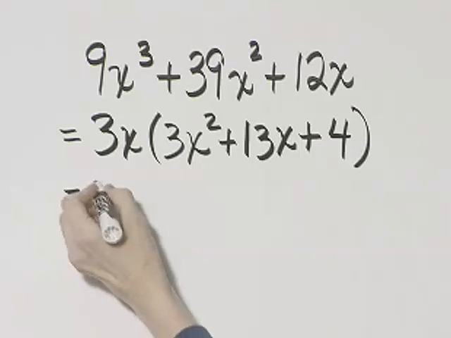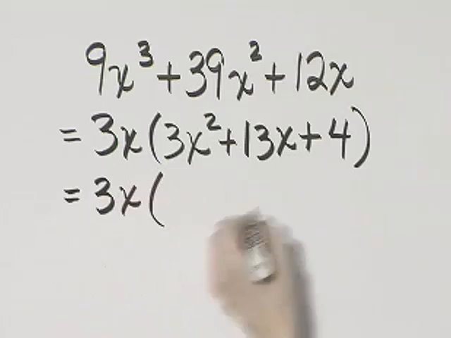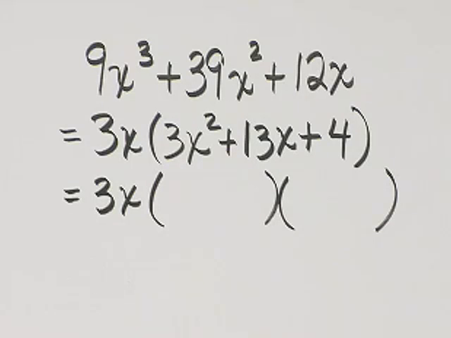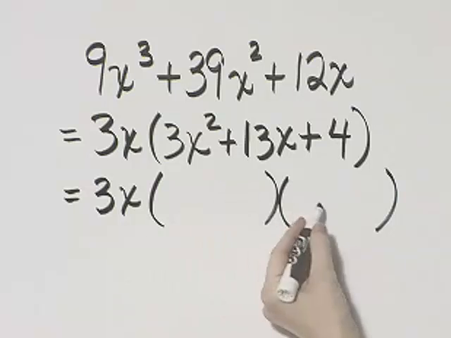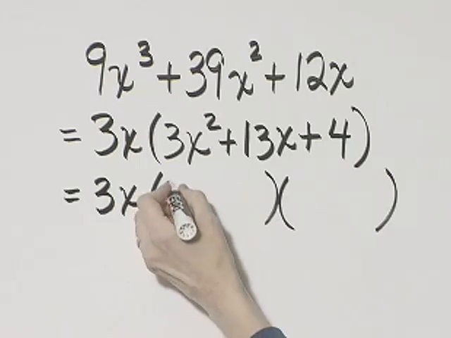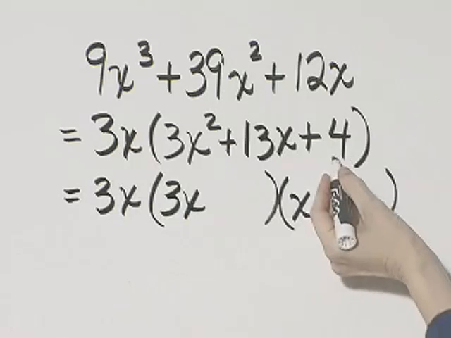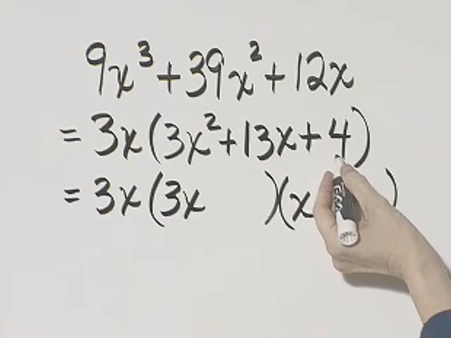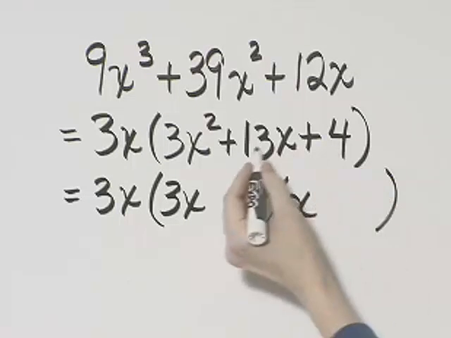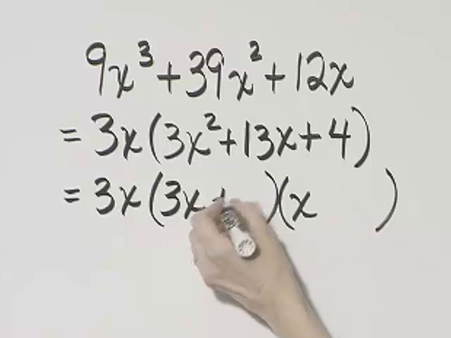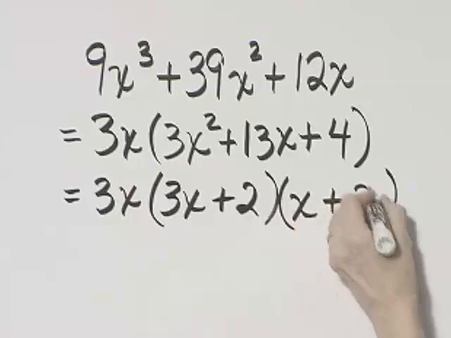And now I'll rewrite my 3x and I'll draw two sets of parentheses. I will be factoring by trial and error here. What times what will give me 3x squared? That's 3x and x. Now I'm looking for factors of +4 to try, and I want that middle term of 13x. I can try 2 and 2.